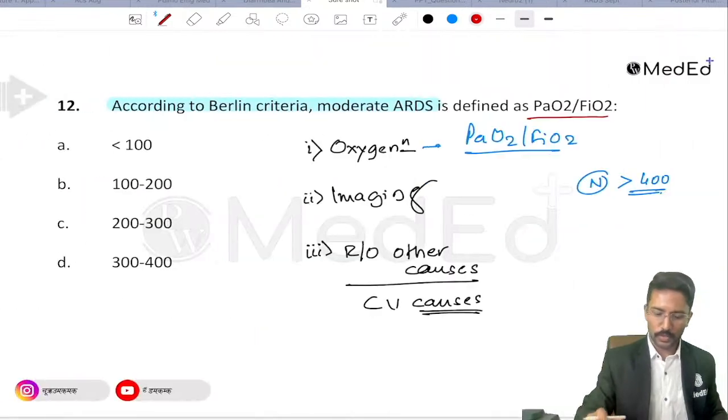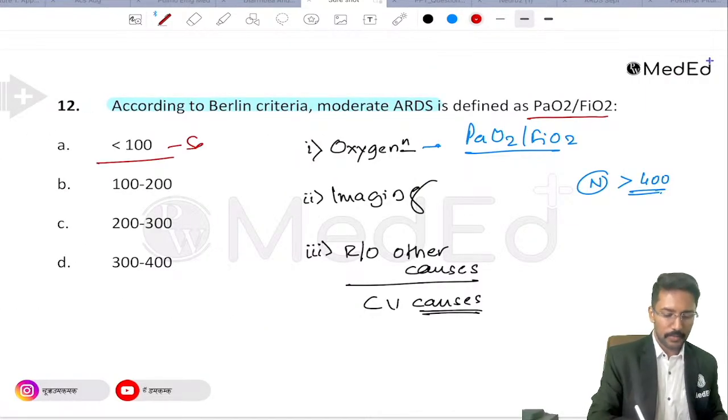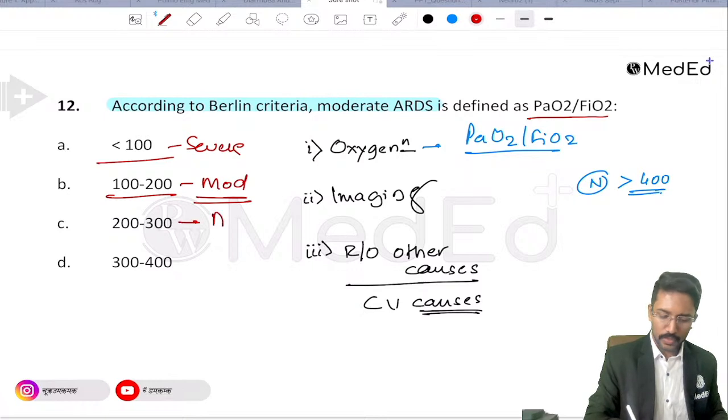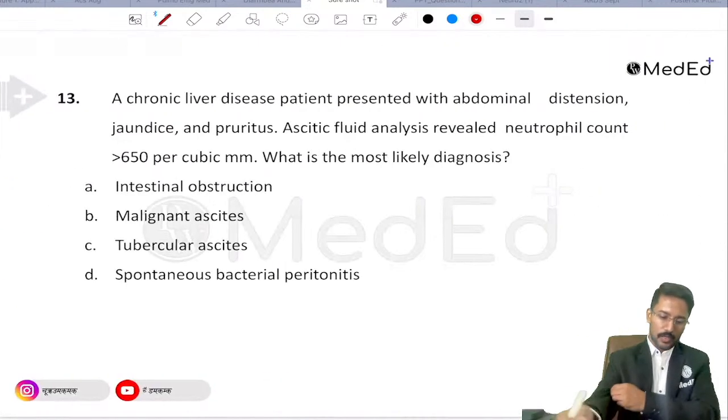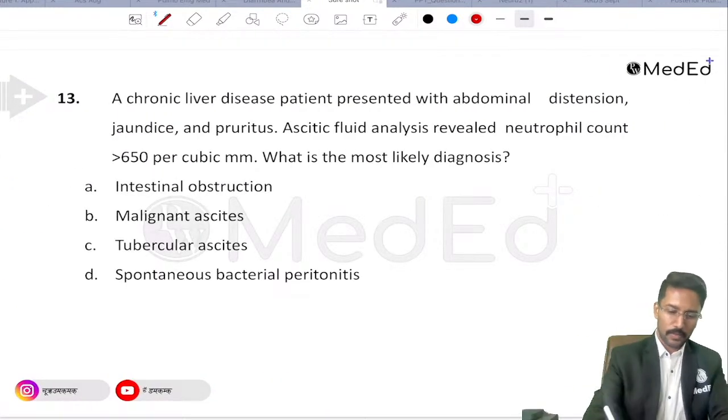Now going to the question, the answer is very easy. Less than 100 will be severe, 100 to 200 moderate, and 200 to 300 is mild, which was previously called ALI. This can be counted as normal. I hope you will be able to remember these Berlin definitions. Now we'll move on to the next question.